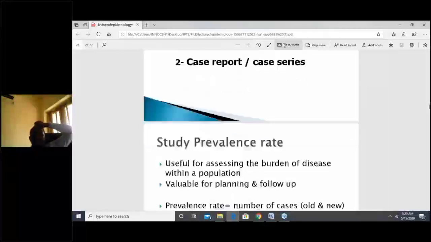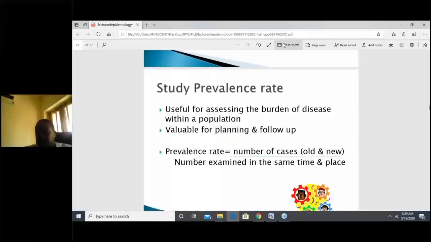Okay, so you look at the study prevalence rate. The prevalence rate is useful for assessing the burden of disease within a population. It's also valuable for planning and follow-up. If you want to calculate the prevalence rate, you are looking at the number of cases, both old and new, and the number examined in the same time and place.